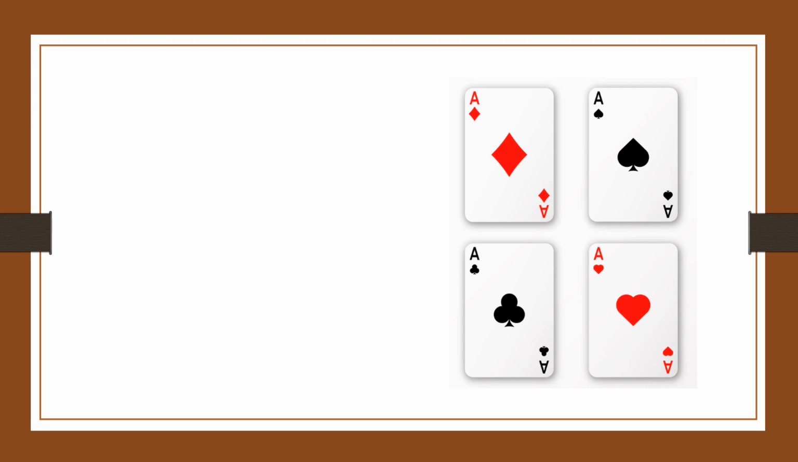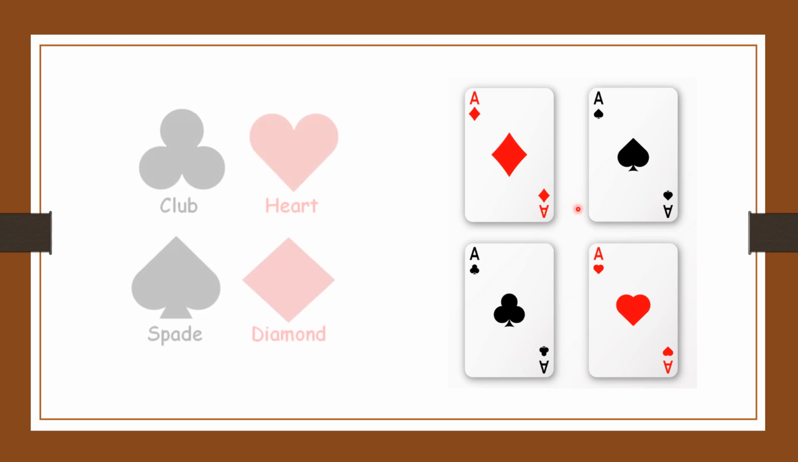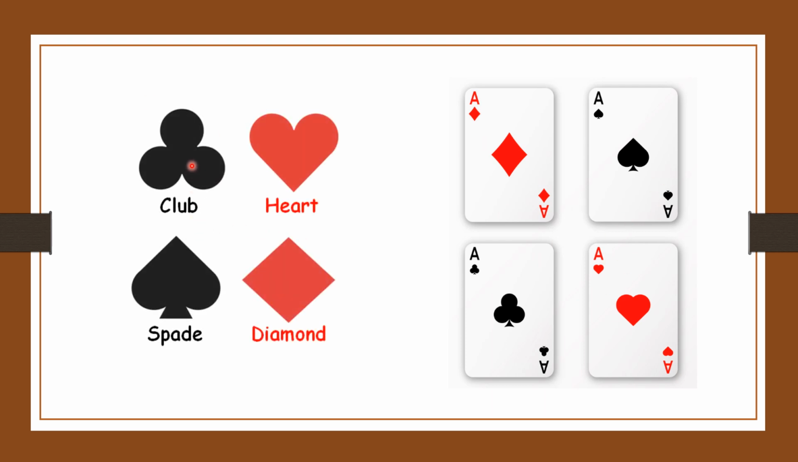Here I am showing you the 4 different symbols we have. These are called clubs. This is club ace. These are hearts. You can call this one heart ace. Diamond, diamond ace. Spade, this is spade ace. You should know the names of these symbols. Hearts and diamonds are in red color. Clubs and spades are in black color. Like this, we will have cards.